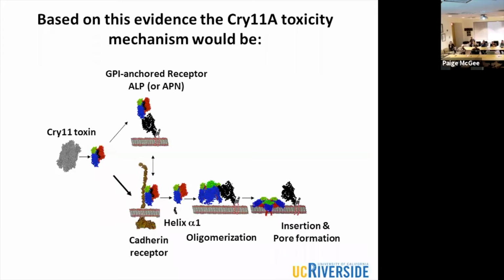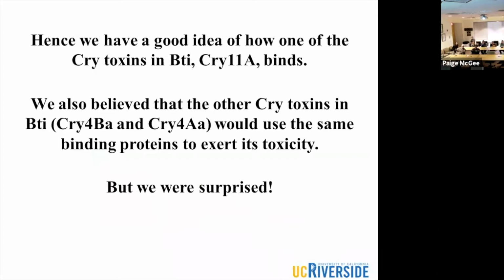And then it oligomerizes. And then I have not put an intermediate step. That actually is a sequential binding. It then binds as an oligomer to the alkaline phosphatase in the lipid raft, and then inserts, and then basically forms a pore.